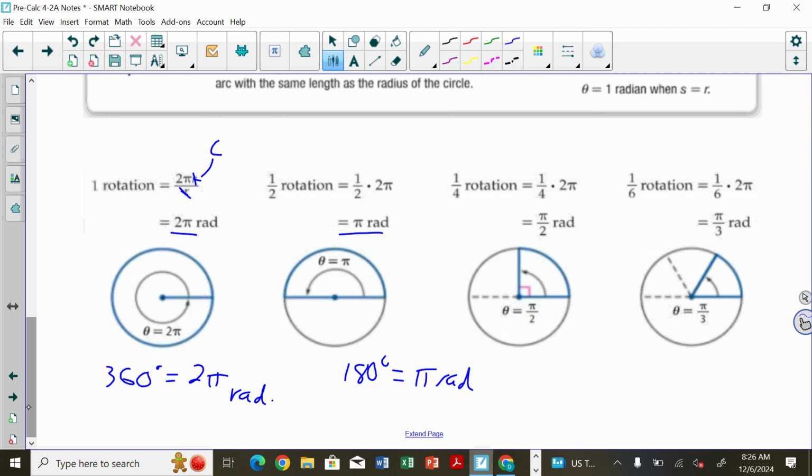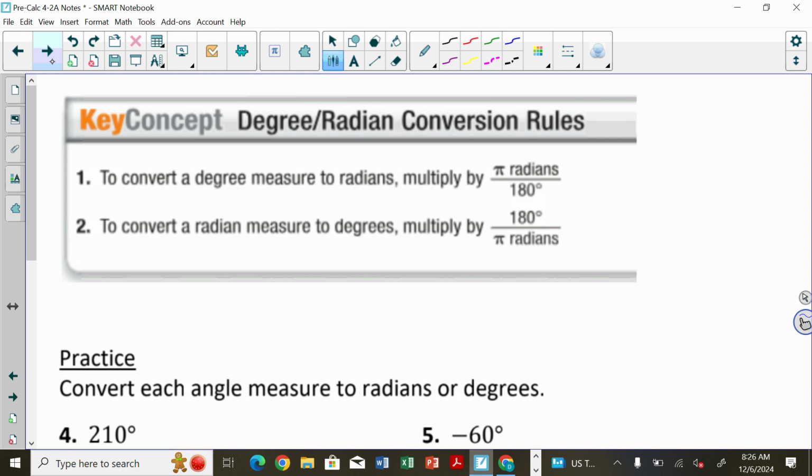Same thing if we keep going: 90 degrees would equal pi over 2 radians, and then 1/6, that would be 60 degrees. That's kind of how we convert to radians. So knowing that idea, we're going to use these practice problems and just convert from degrees to radians and vice versa.